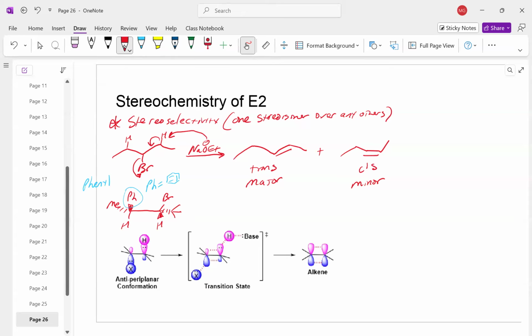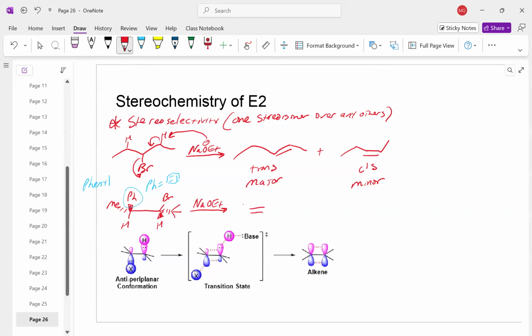Now, what is interesting about this reaction is when an E2 is performed on it, there is not a mixture of cis and trans isomers. The only stereoisomer that is obtained is this one, where the phenyl group ends up cis to the hydrogen, and the methyl ends up cis to the tert-butyl group, not the other way around. That's the only stereoisomer that is formed.